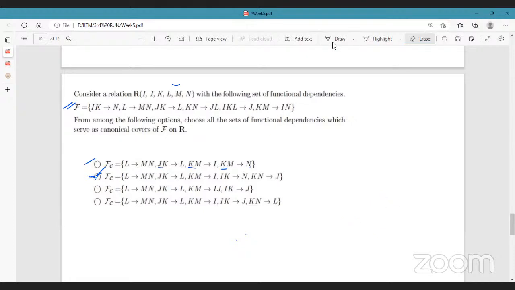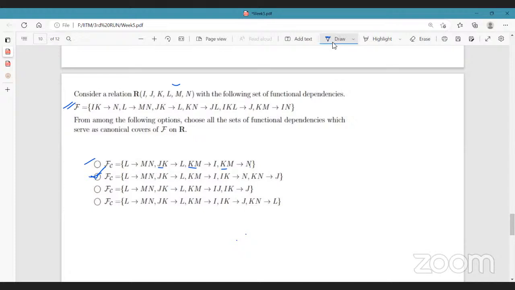My question: in case more than one canonical cover is possible and my answer is not matching with the ones in the options, what should I do? Both are canonical covers, just that the possibility of having more than one canonical cover exists for a given functional dependency set, and mine is not matching with the answer. What should I do in that case?